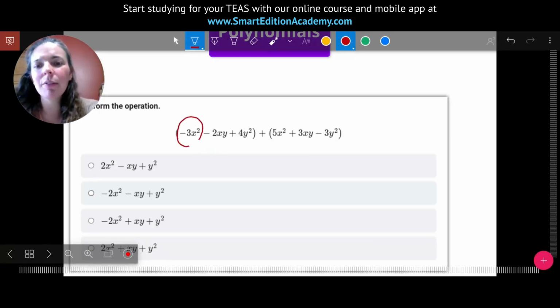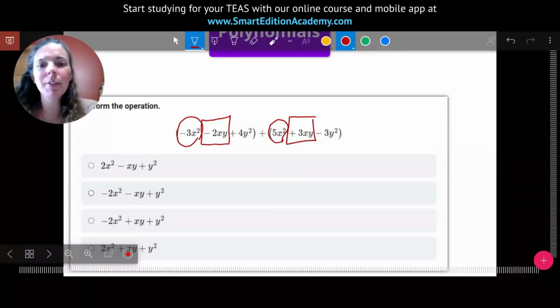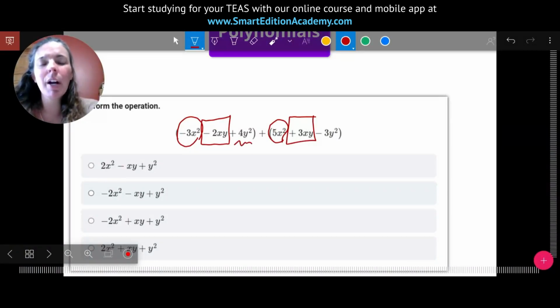So I see a negative 3x squared. Do I see any other x squared? Well, I do. I see 5x squared. So I can combine those. Then I see minus 2xy. Do I see anything else that has an xy? I see a plus 3xy, so those can be combined. And then I see plus 4y squared. I'm looking for something that has a y squared, and that's what I see here. So I can only combine things that have the exact same set of variables.